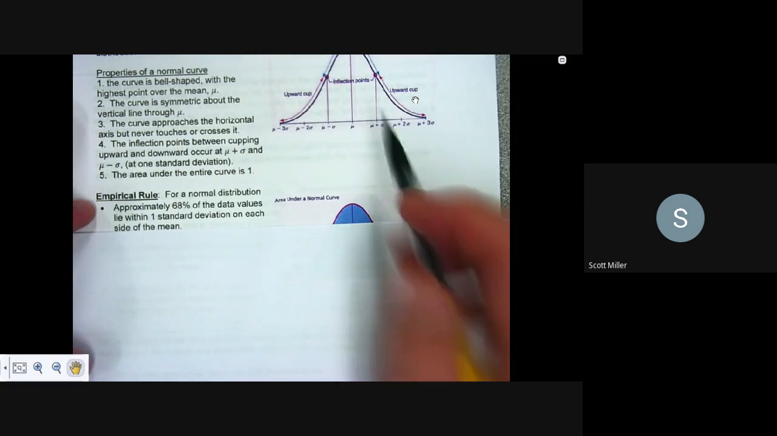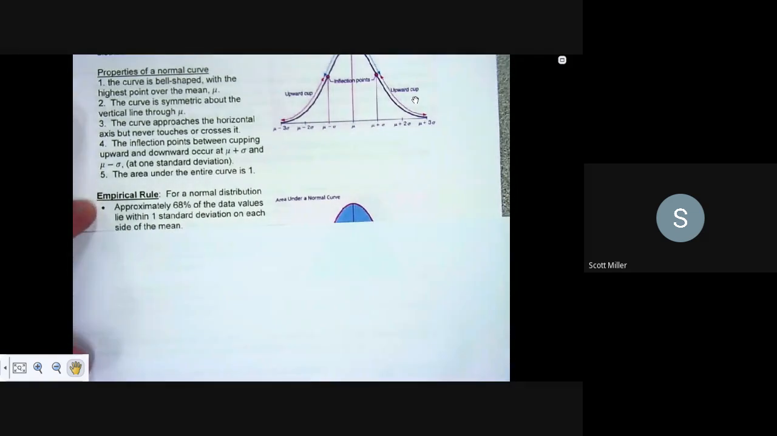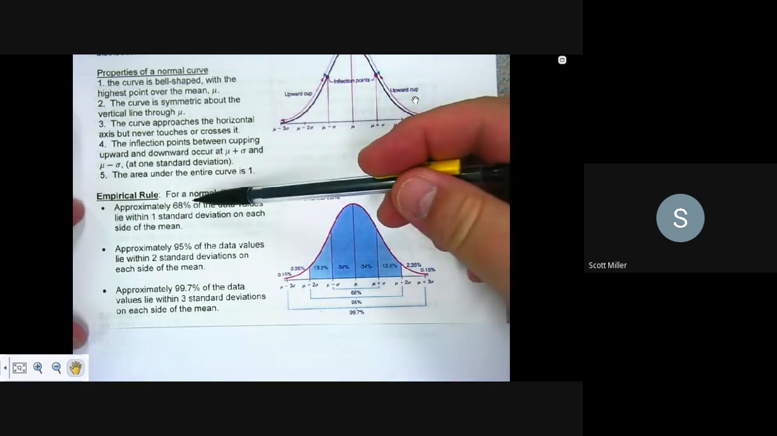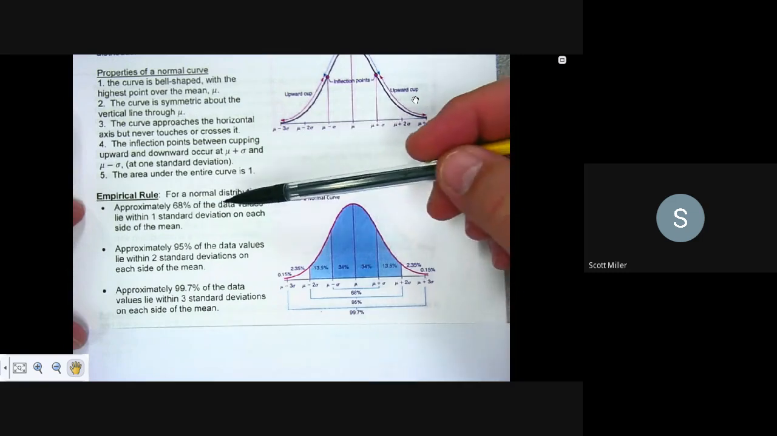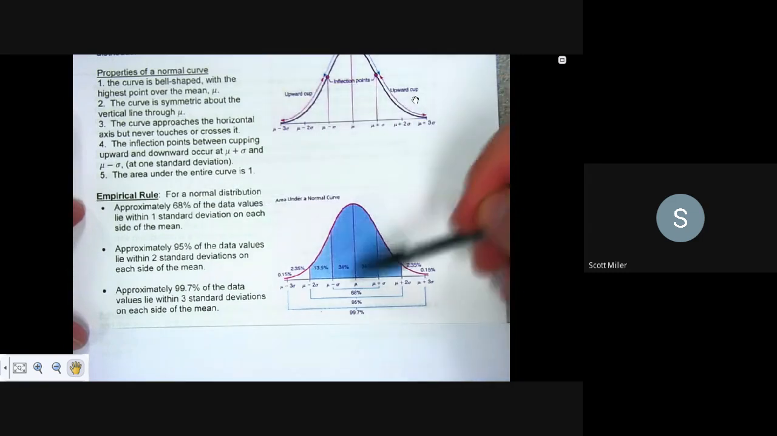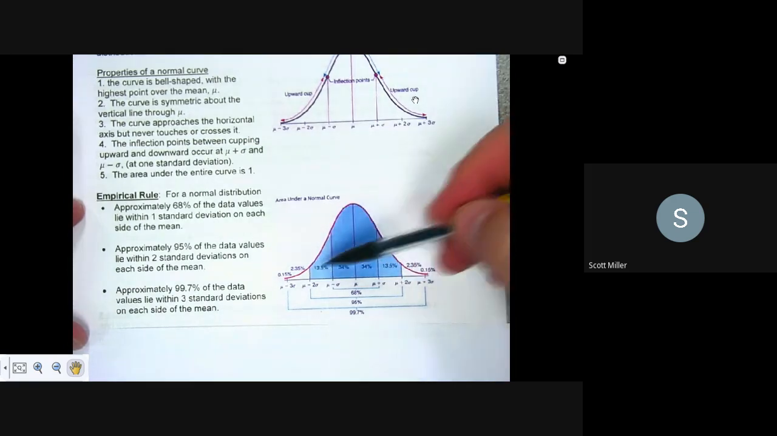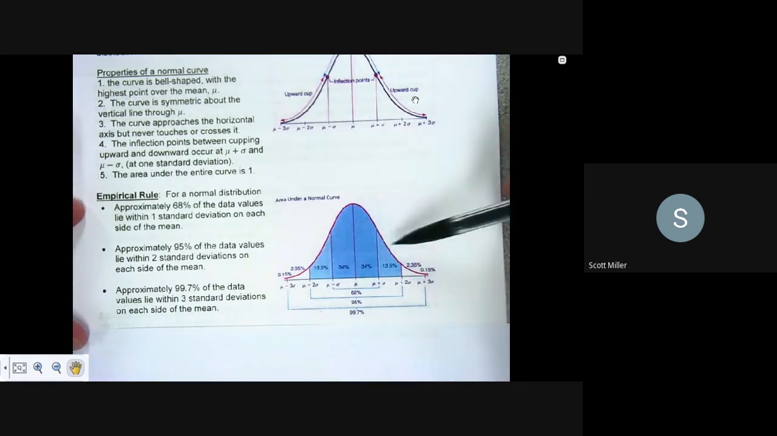From that, we can take the information and figure out how much lands in certain spots. And that's what the empirical rule is. You definitely want to know the empirical rule. For a normal distribution, approximately 68% of the data values fall within 1 standard deviation. 95% of the data falls within 2 standard deviations. And at 3 standard deviations, 99.7% of all the data lands in there.